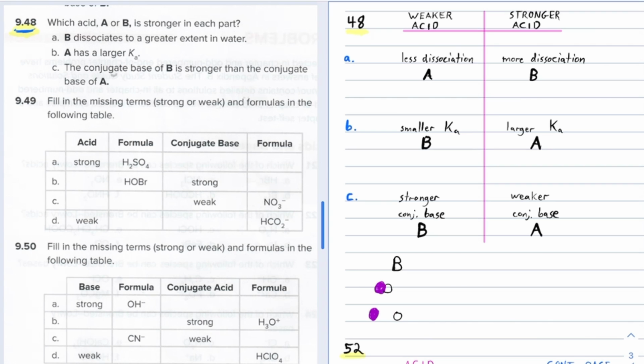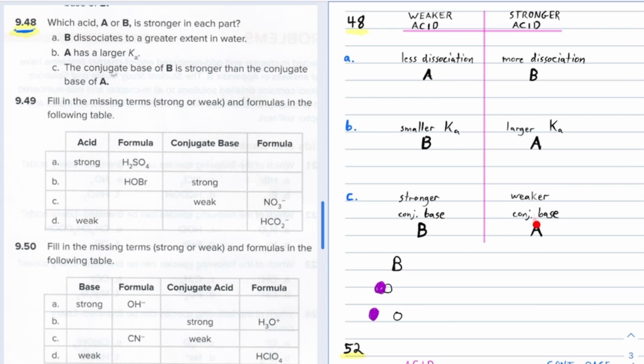So that makes it a pretty weak acid. If it doesn't want to let go of its proton because its conjugate base is too strong, then that makes this a weak acid. Now, if B has a stronger conjugate base, then it would be the weaker acid.